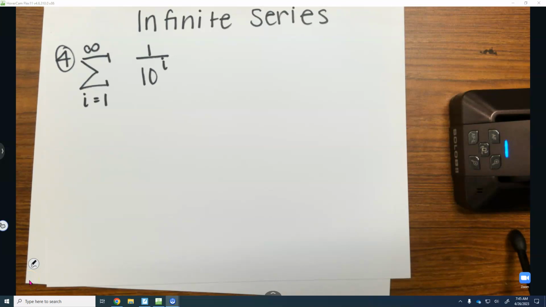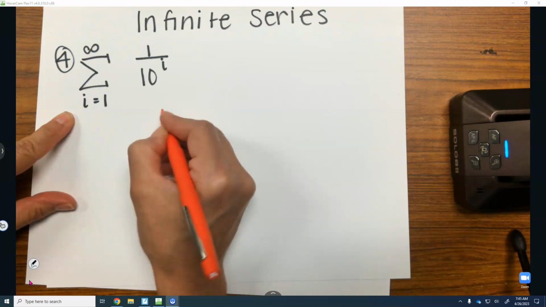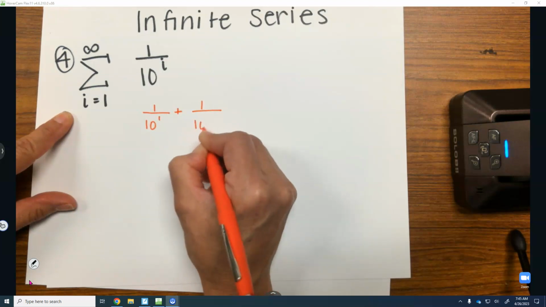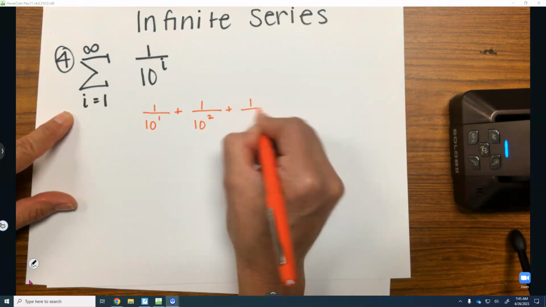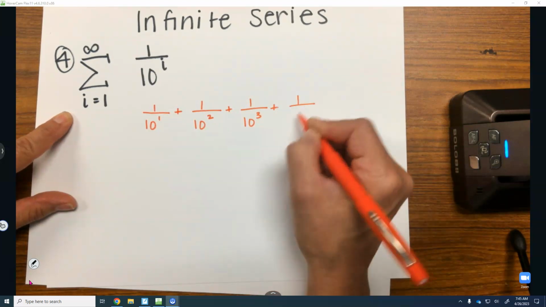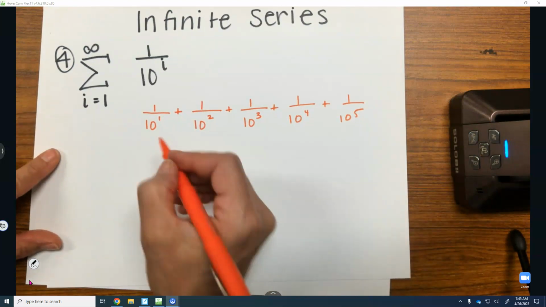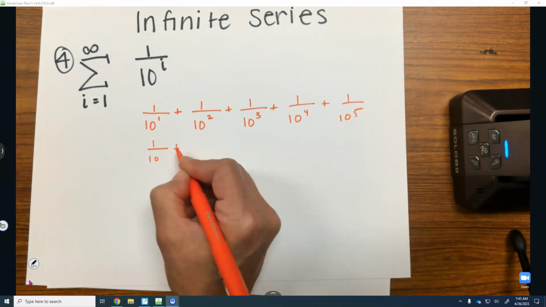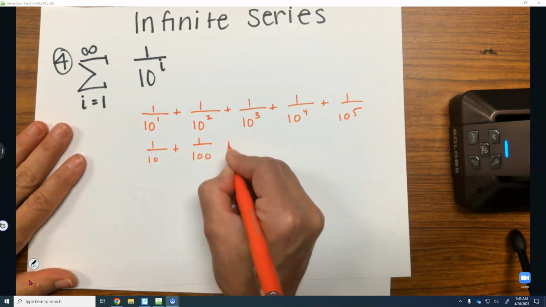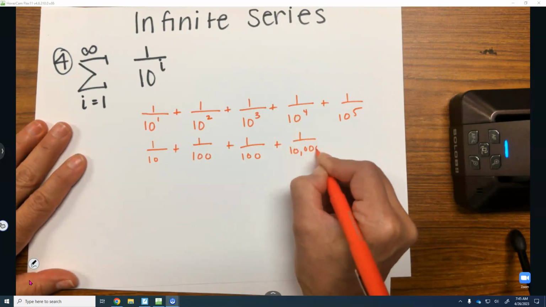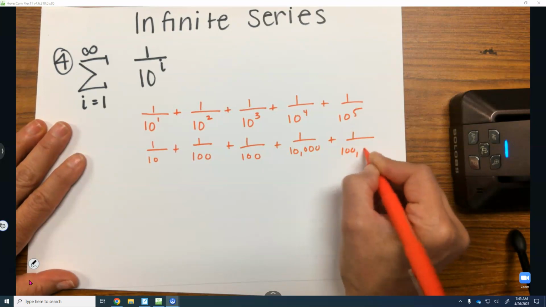So to find the sum of this stuff, let's start plugging in some values and start recognizing the pattern. So if I start plugging in things, this would be 1 over 10 to the first plus 1 over 10 to the second plus 1 over 10 to the third plus 1 over 10 to the 4th plus 1 over 10 to the 5th. So that would be 1 over 10 plus 1 over 100 plus 1 over 1,000 plus 1 over 10,000 plus 1 over 100,000.